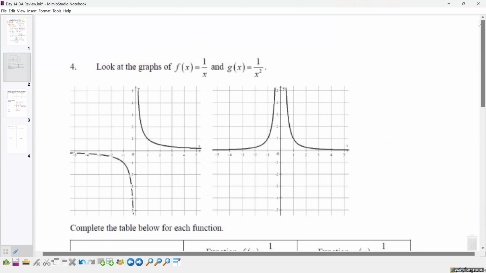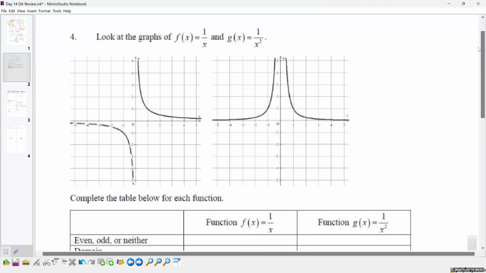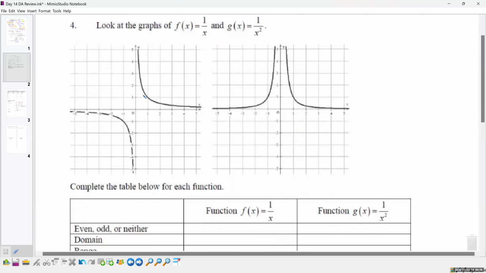Okay, on the next page, we're asked to look at these two graphs and to complete the following below. And the first thing it asks us about these two parent graphs is, are they even, odd, or neither? So I notice immediately that f of x is going to be an odd graph.